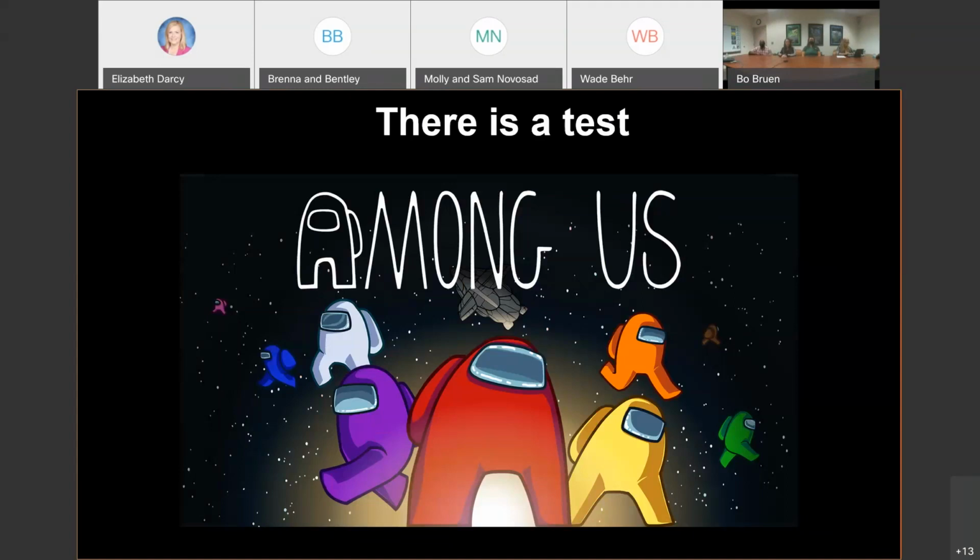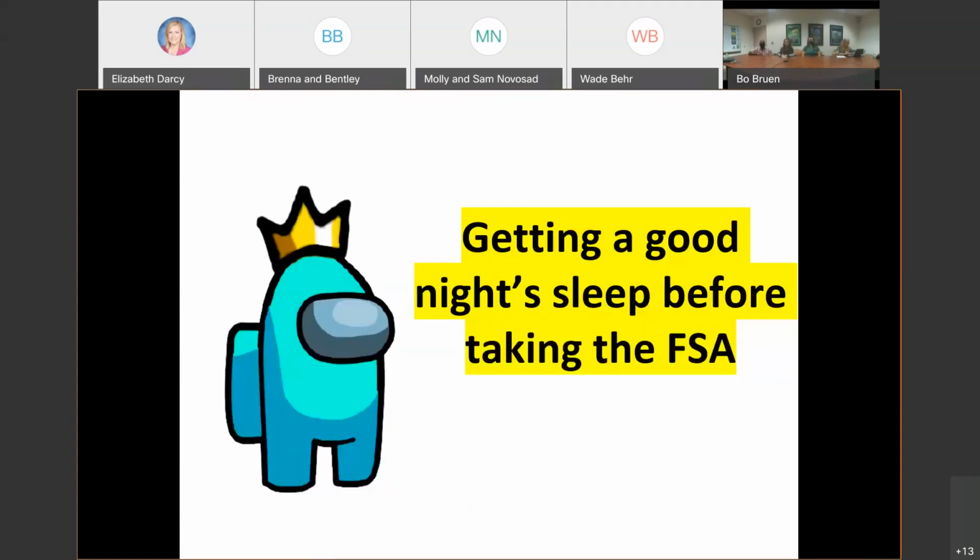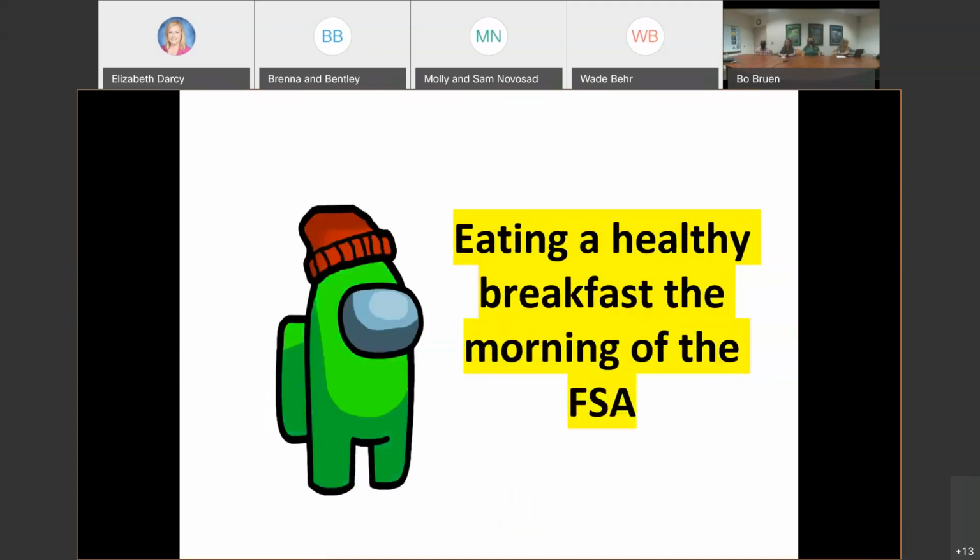So we wanted to go through a couple of test taking strategies, and we all know all the kids play Among Us. So just so that we remember, there is a test among us. Make sure that your student gets a good night's sleep the night before taking the FSA. They don't need to be up playing Among Us until midnight. They need to go to bed on time. Midnight's early. Make sure they eat a healthy breakfast in the morning. School offers free breakfast to everyone. So if your student does not get to have breakfast at home before coming to school, please encourage them to come and have breakfast with us here.